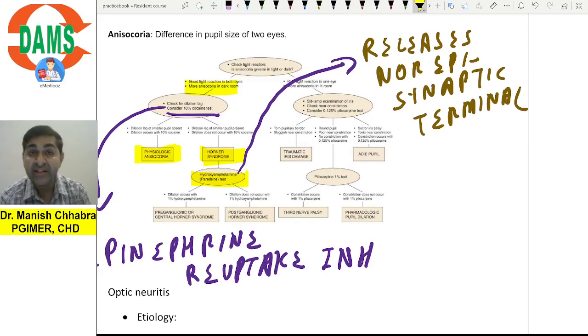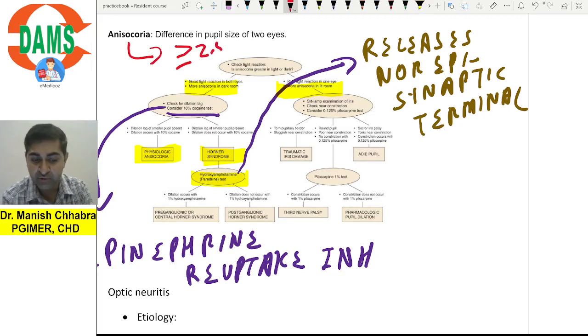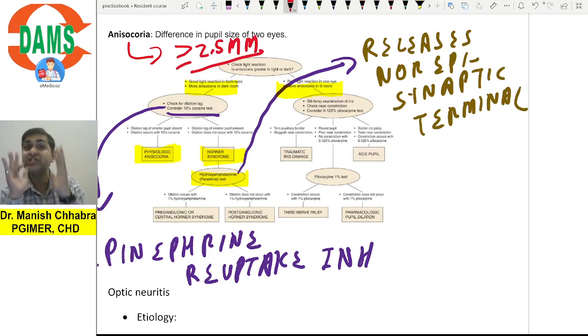The second scenario is when there is more anisocoria in the brightly lit room. So when the patient moves from dark surroundings to a brightly lit room, in the bright room the pupil should constrict, but if one is constricting and another isn't, there is anisocoria. Anisocoria is a difference in the size of the pupil. Yes, and significant anisocoria is when the difference in the size of the pupil is more than or equal to 2.5 millimeter. This is significant.